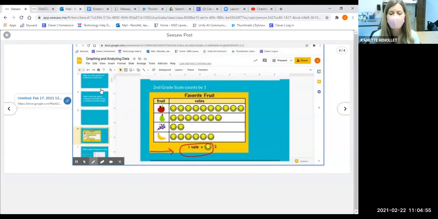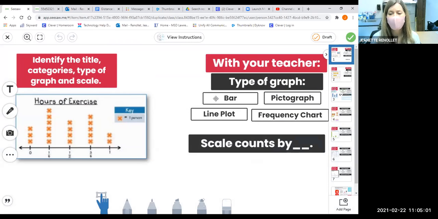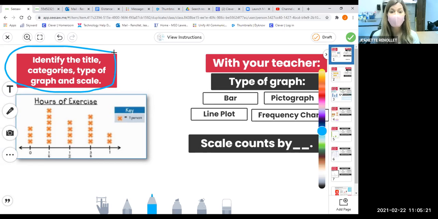We have just seen some different types of graphs that we will use in 3rd grade. Make sure you are on Seesaw looking at slide number 1 with me. We are going to work together to do a couple examples before you start your independent task. Our task is on the left. It gives us some jobs to do. It says identify the title, the categories, and type of graph and scale. So let's look at the graph given on slide number 1.